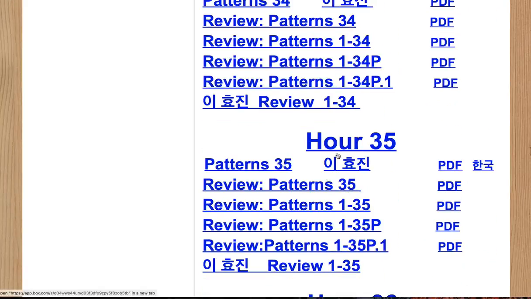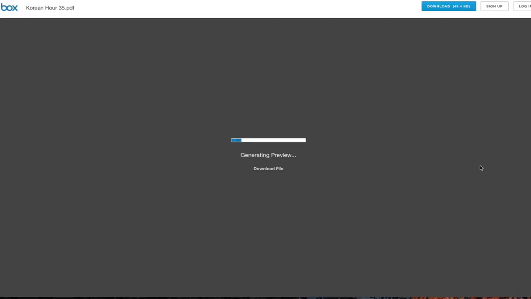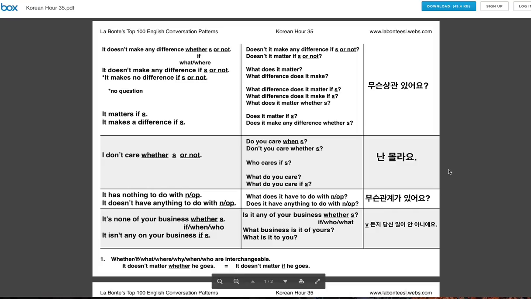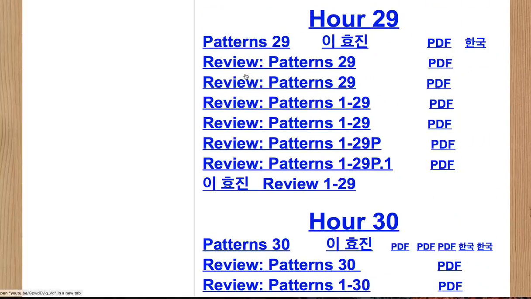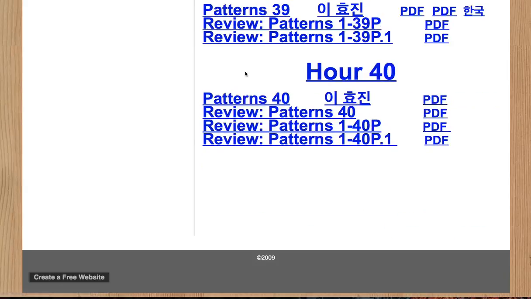You will see here in the middle, of course, this is when I taught my niece. I've videotaped that, and that's on YouTube, and you can see that if you like. Otherwise, this PDF here is identical to this one, but this one has the Korean equivalent to it. It's being generated now. This is stored in the cloud. This will show you the pattern in Korean and the pattern in English. So it goes all the way through 40 hours.